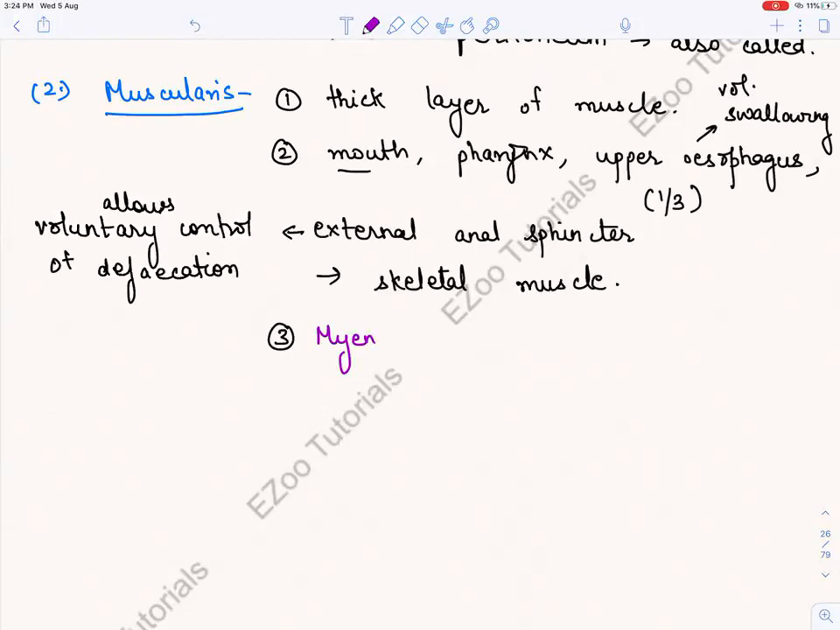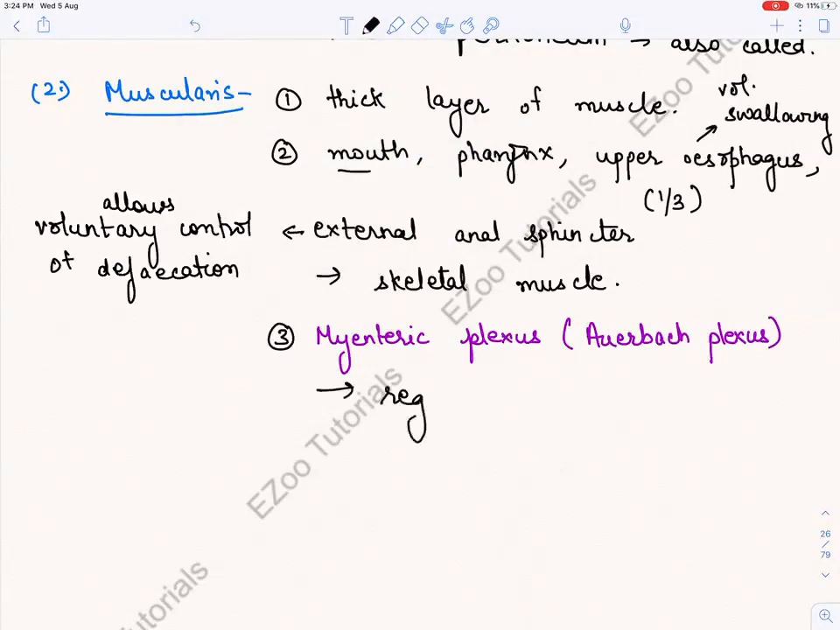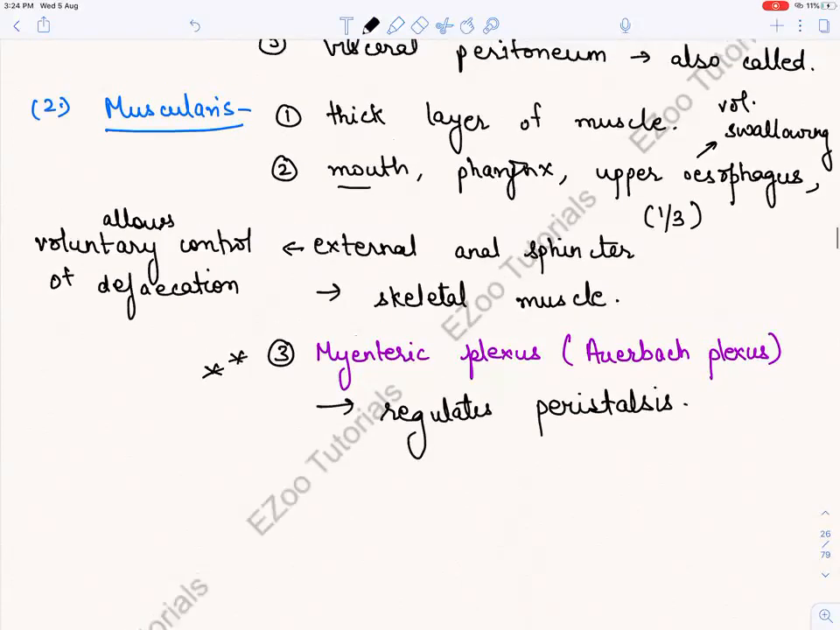I always tend to write the wrong spelling of myenteric plexus, also known as Auerbach plexus, right? The thing that you need to remember is that this myenteric plexus regulates peristalsis. Okay, you need to remember this point. It is important. The myenteric plexus is regulating what? It is regulating peristalsis, right? So just read about muscularis.